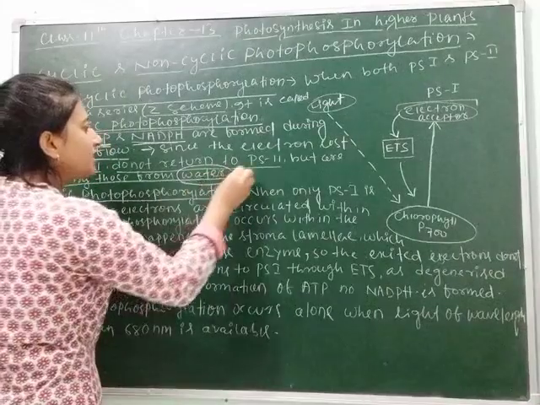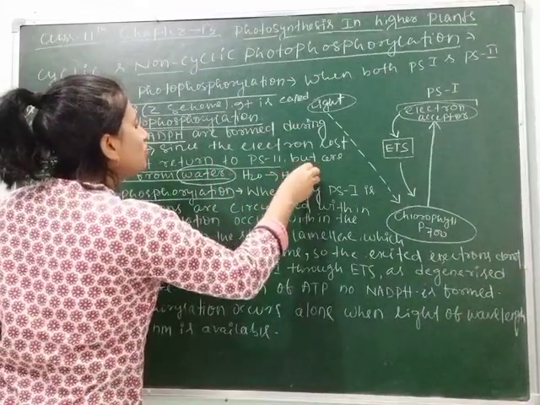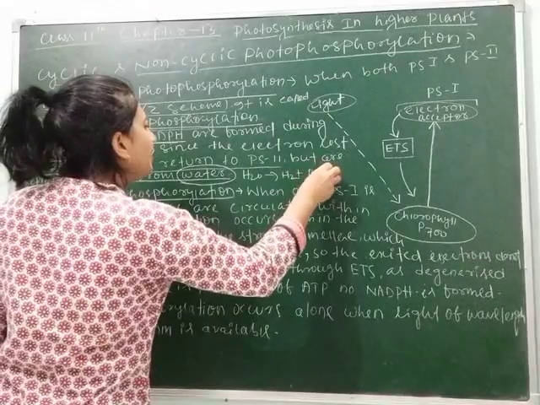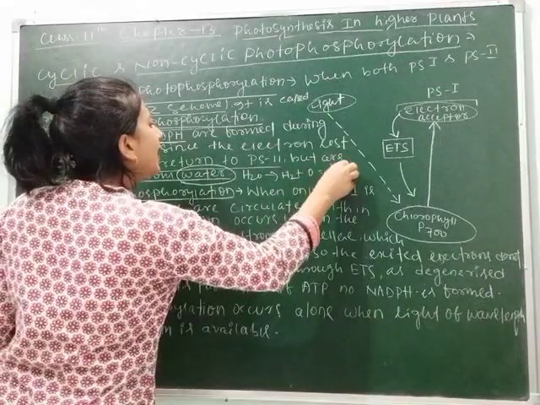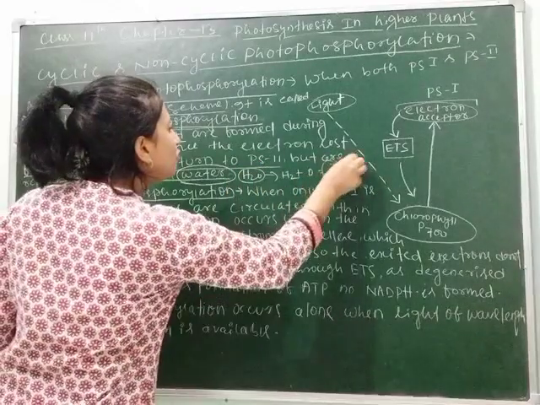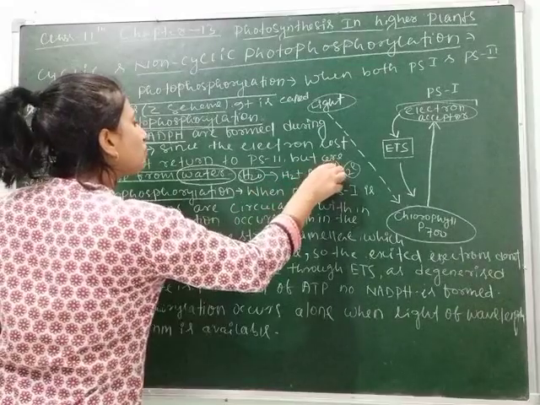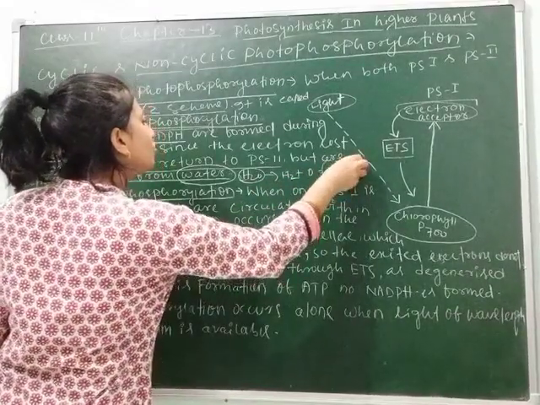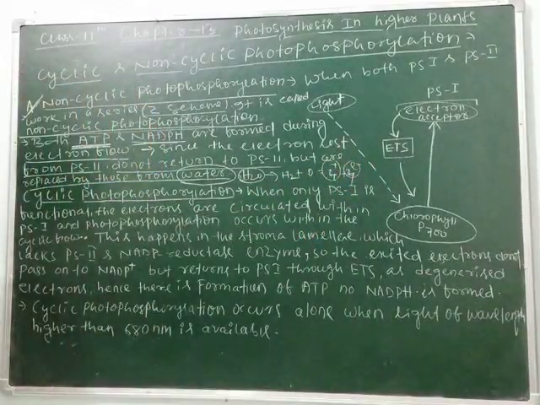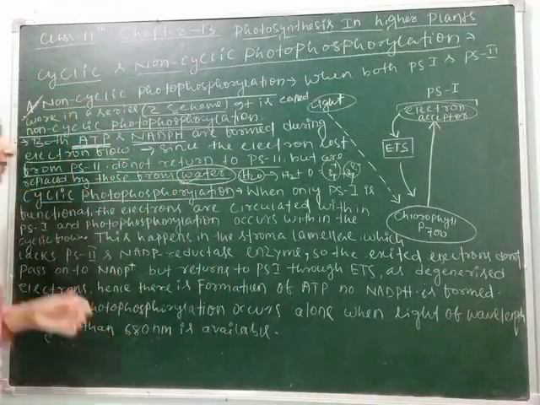As we know, water splits to give H2 and O, or we can say 2 protons and 2 electrons. One molecule of water gives 2 protons and 2 electrons. If we take 2 molecules of water, it will give 4 protons and 4 electrons. So the electrons can be replaced from water. Clear?